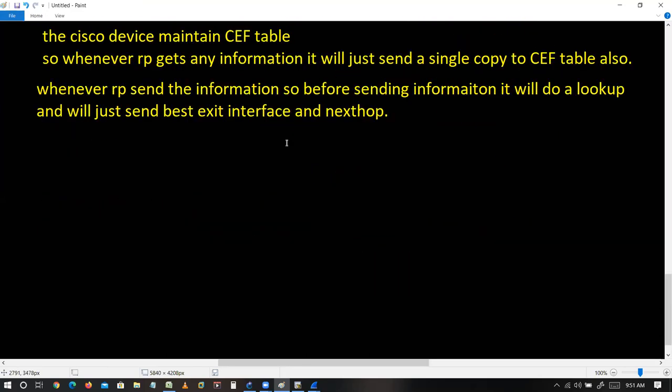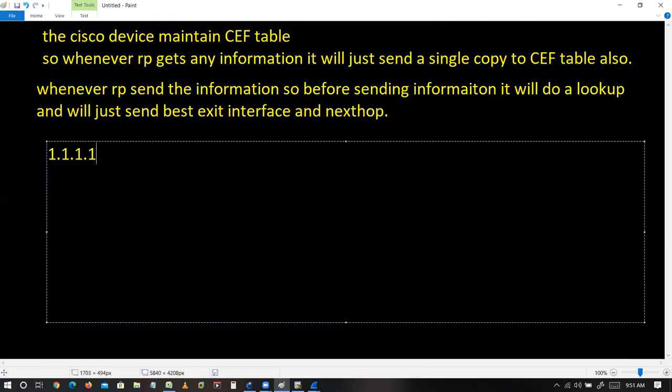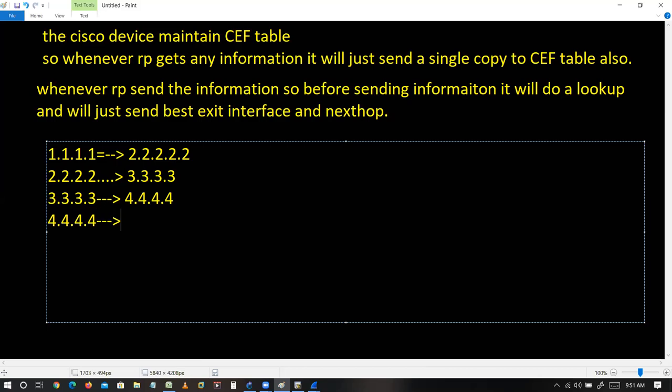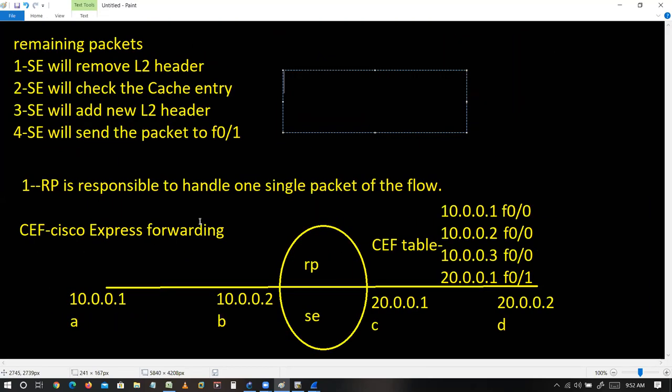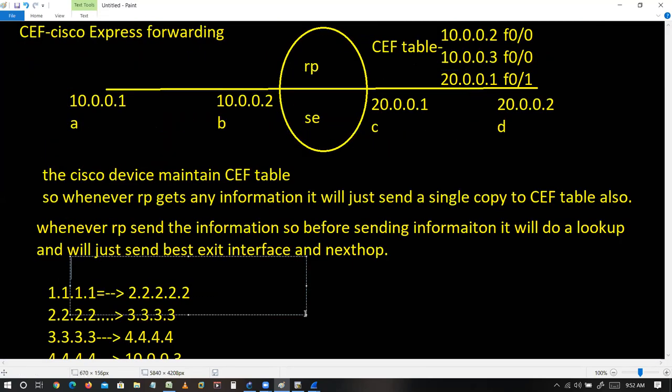Let's suppose this RP has some routes. If I want to go to 1.1.1.1, the next hop is 2.2.2.2. If I want to communicate to 2.2.2.2, the next hop is 3.3.3.3. Same here, it has some routes to reach 3.3.3.3, 4.4.4.4. Now 4.4.4.4 is reachable via 10.0.0.3, and 10.0.0.3 is connected to F0/0 like this. So this is your routing table, right?